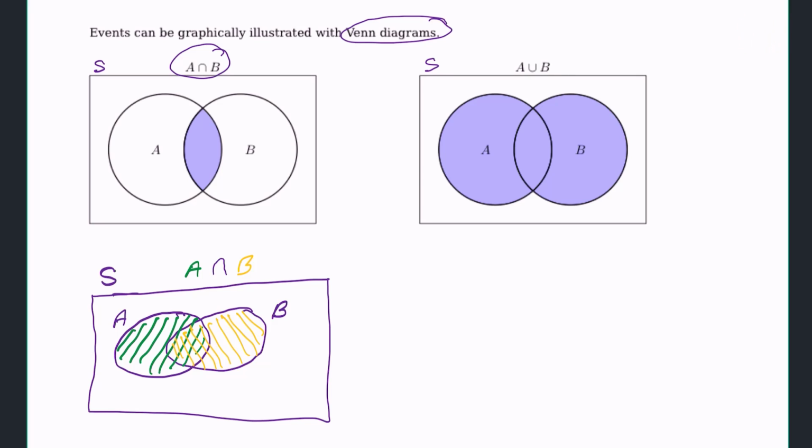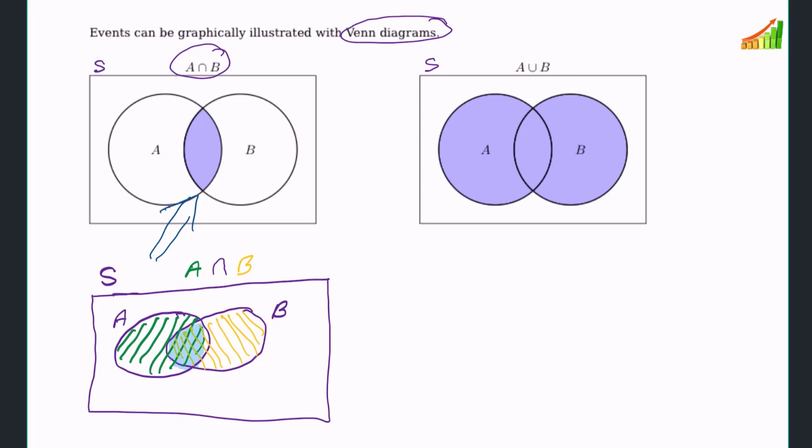So which area has both yellow and green? You see this middle area, this one. So that is the intersection. So you see here, this Venn diagram represents A intersection B.